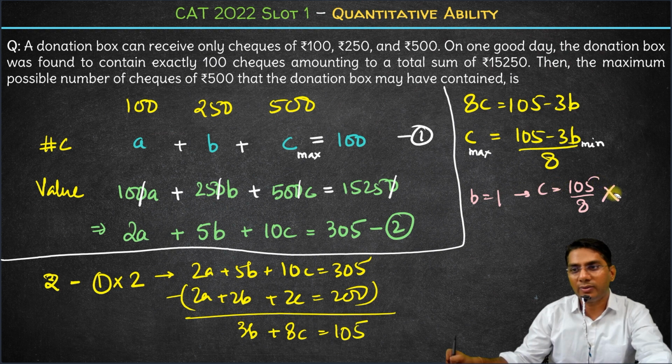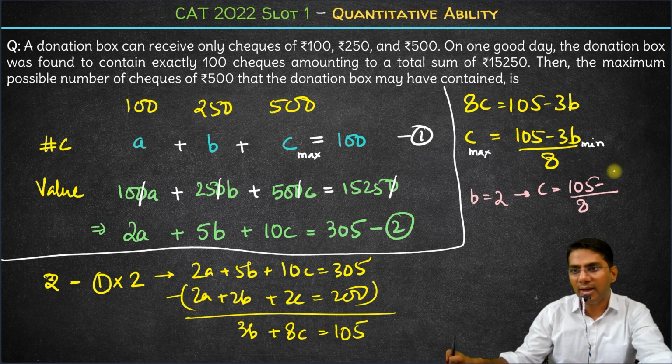What if we take B equal to 1? If you take B equal to 1, C comes out to be 105 minus 3 into 1. So 105 minus 3 is 102. Now is 102 divisible by 8? No, 102 by 8 will not come out to be an integer. Hence B equal to 1 is also not possible. What about B equal to 2? If you take B equal to 2, this becomes 105 minus 6, which becomes 99. Obviously 99 is not divisible by 8.